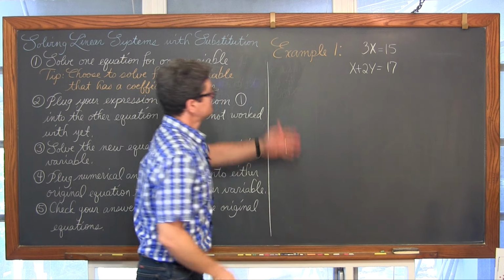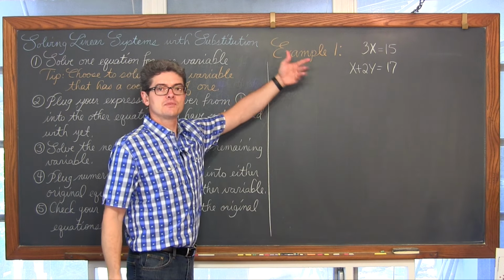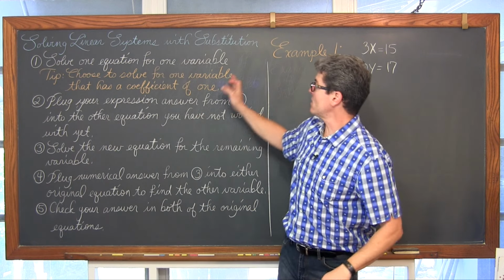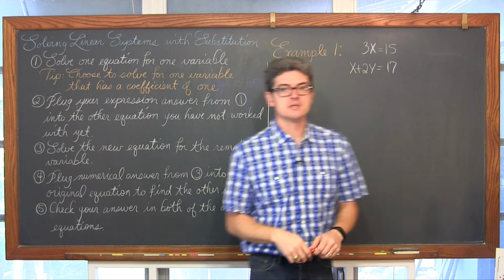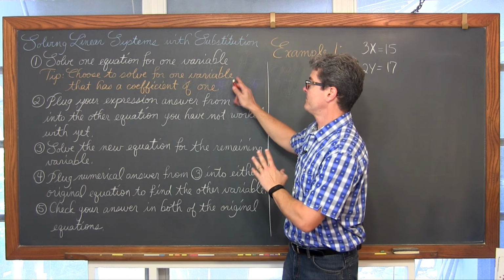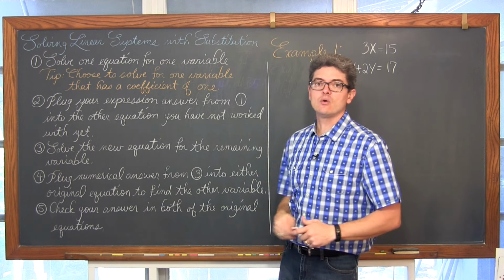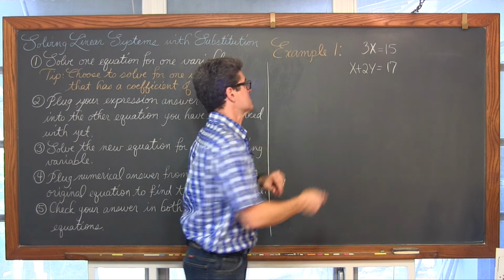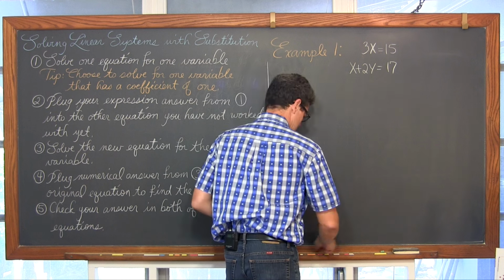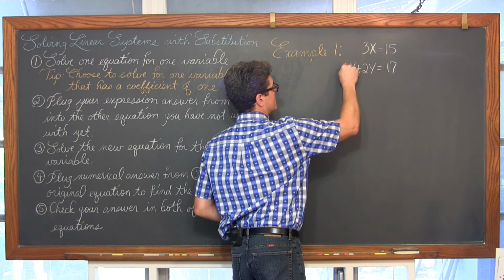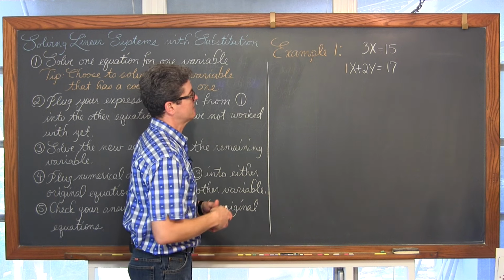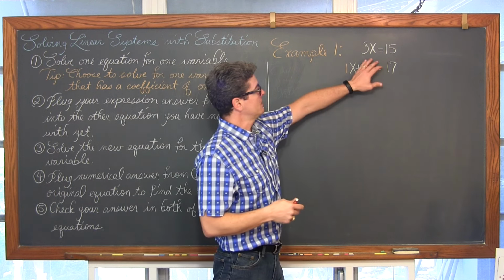So here we go. We're going to take one of these equations and solve it for one of the variables. And the tip was find a variable that has a coefficient of 1. So normally I would say, hey, this x has a coefficient of 1, which we don't necessarily write all the time in algebra because 1 is the multiplicative identity for multiplication.